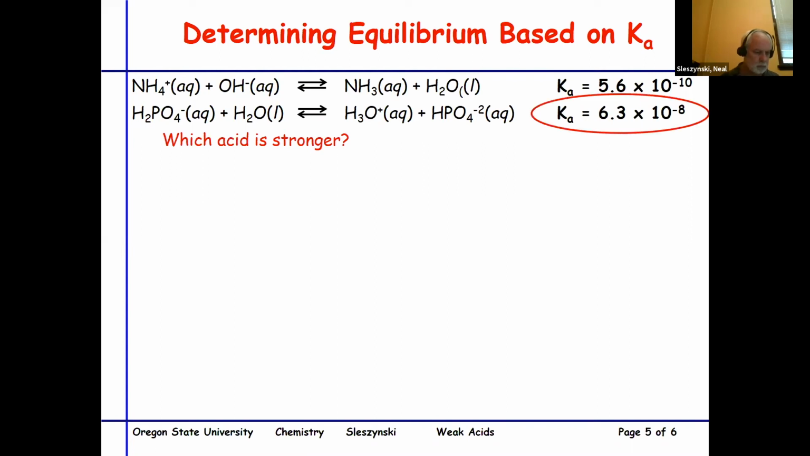Well, if we look at the Ka values, we can see that 10 to the minus 8th is a larger number than 10 to the minus 10th, and dihydrogen phosphate, in fact, is the stronger acid of the two.